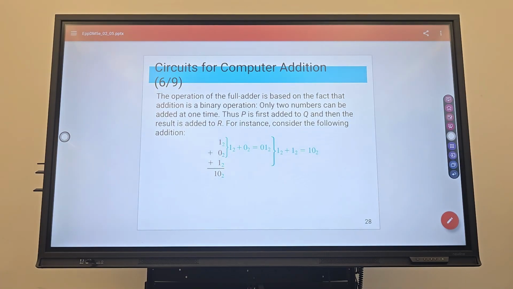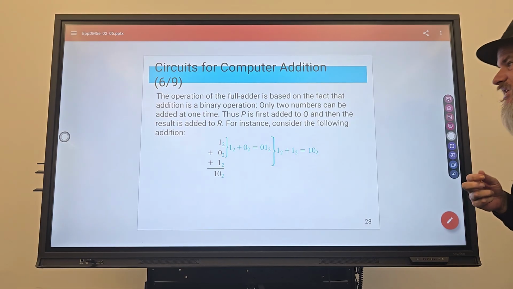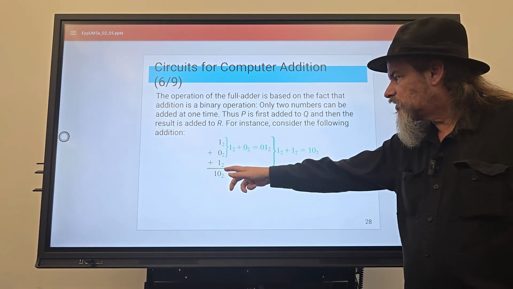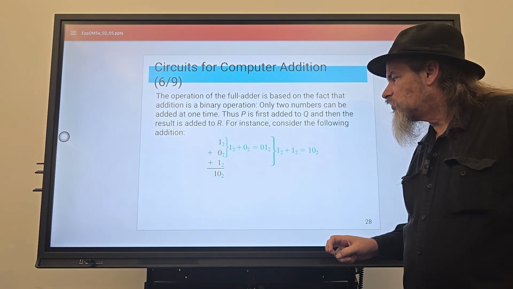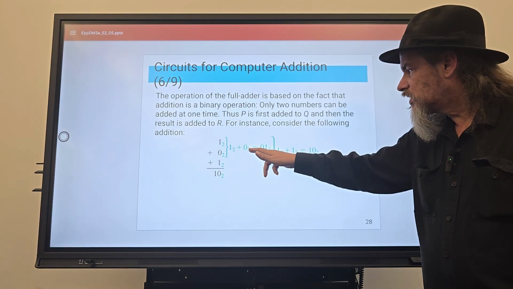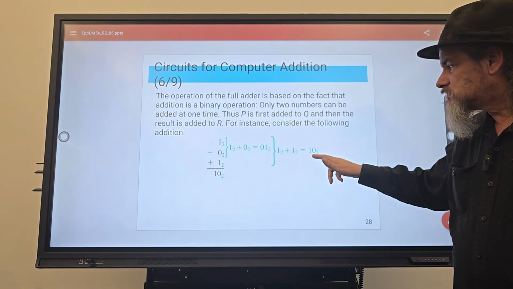The operation of the full adder is based on the fact that addition is a binary operation. Only two numbers can be added at one time. Thus, P is first added to Q, and the result is added to R. So consider this: 1 plus 0 plus 1 is 1, 0. It's 1 plus 0 plus 1.